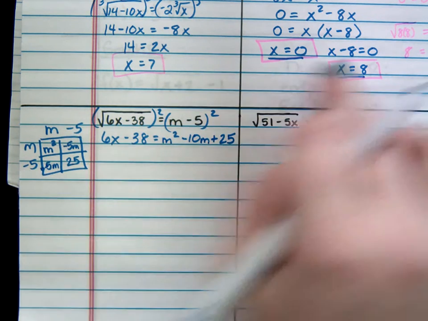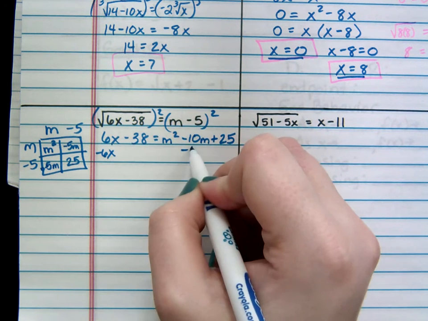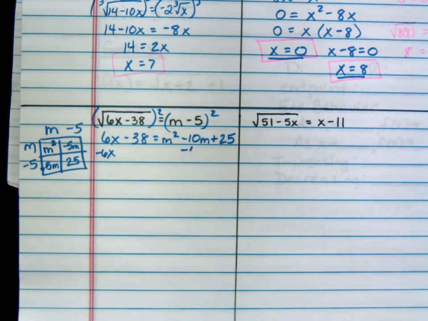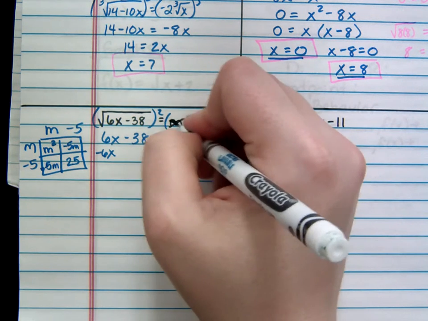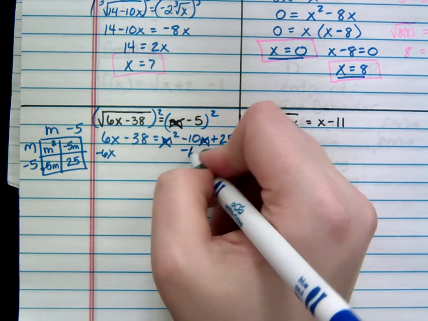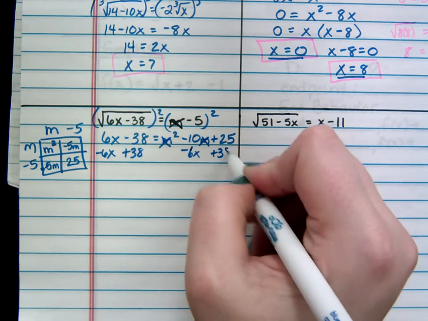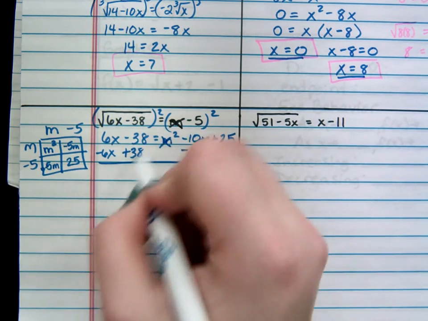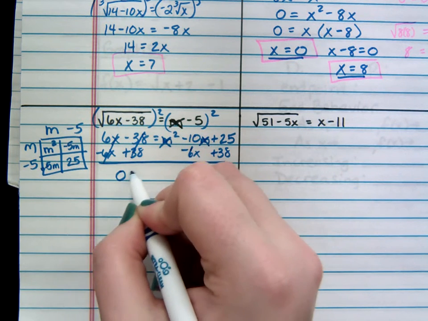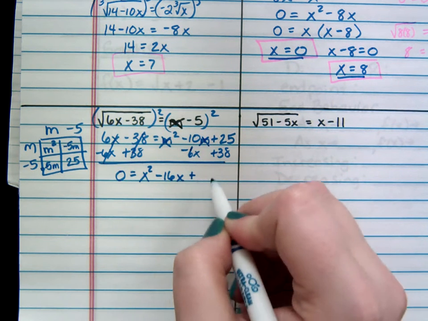Now, same as before, if you're solving a quadratic, you want it equal to 0, so I'm going to subtract 6x from both sides. And I just now realized I did not use the same variable on both sides. So we're just going to switch that to an x. And hopefully I'll pay more attention in the future. So subtract 6x from both sides and add 38 to both sides. Alright, so that means this side everything cancels out, giving us 0. Now I've got x squared minus 16x plus 63.